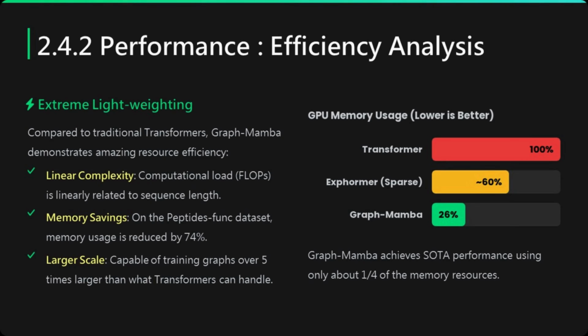On the right, the red transformer curve shows memory blowing up quadratically, while the green Graph Mamba line stays linear. It cuts GPU memory by up to 74%, letting us train graphs up to 5 times larger on the same hardware. In short, it breaks the hardware bottleneck.